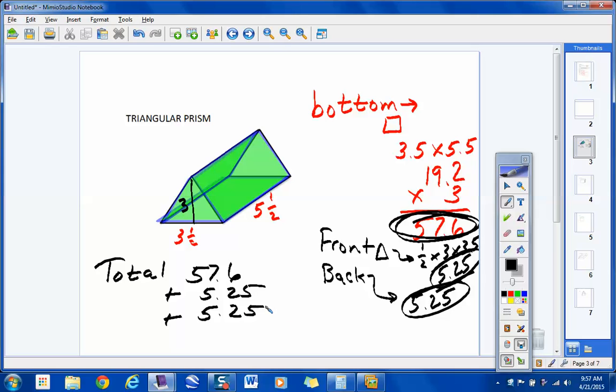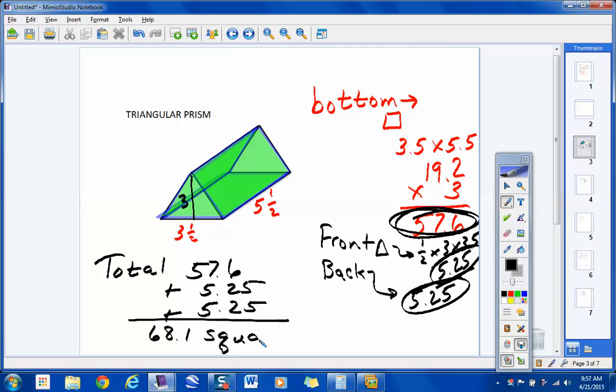And how much was that again, Brianna? 68.4. Wouldn't that be 68.1? I think? 68.1 square units. In this case, we measured in inches, right? Very good. 68.1 square inches. All right.